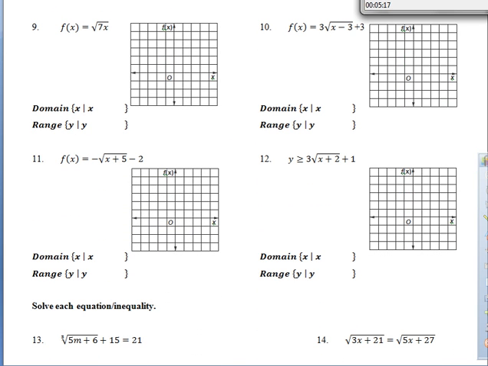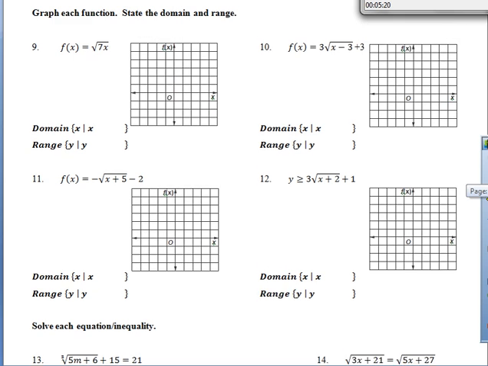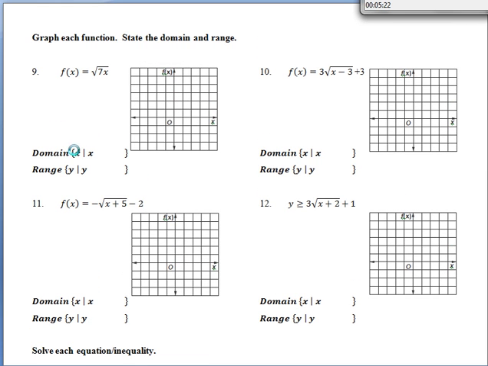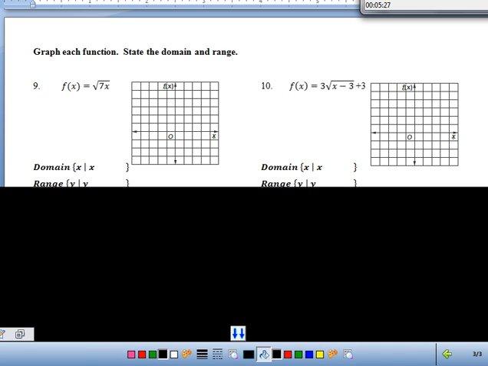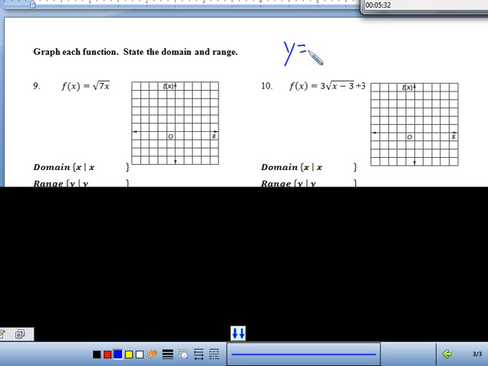Look at these domain and range graphs. Let's do number 10. The domain and range here can be found from the basic notation A times the radical of x minus h, then outside of this quantity plus k. This h is your domain. The k is representing your range. This is a horizontal translation and a vertical translation.